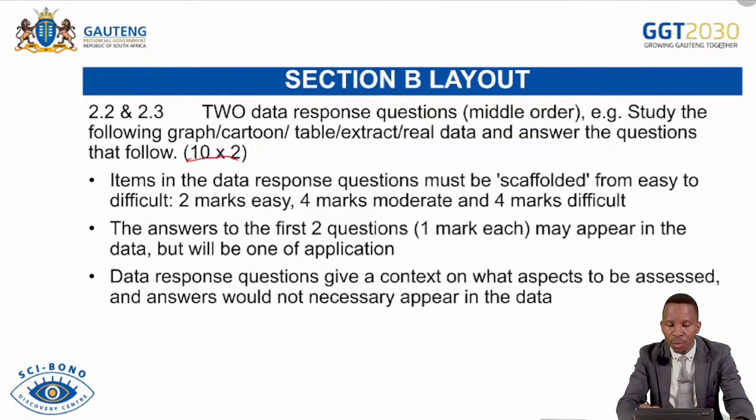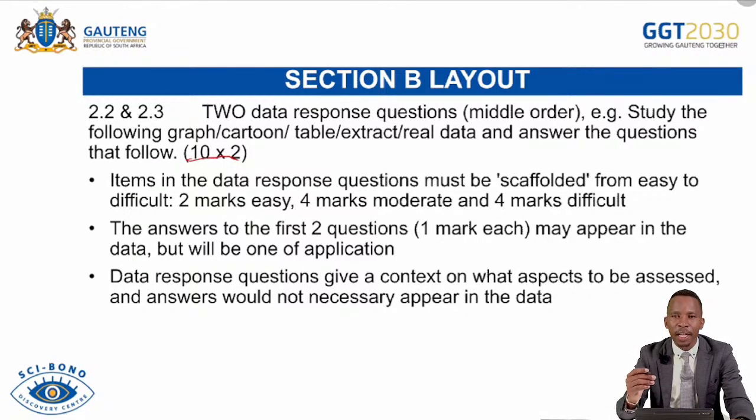Items in the data response question must be scaffolded from easy to difficult. So normally the first two answers are coming from the given data response. That's when you mention or identify in there. So it's a lower order than the next one, which can be 2.3.